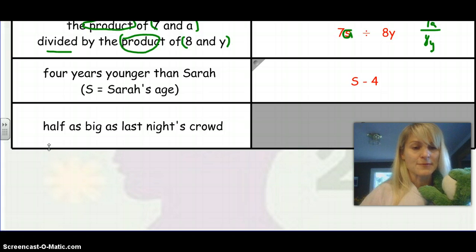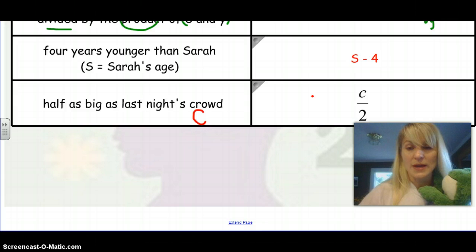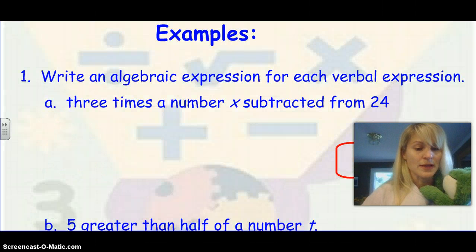Okay, and again, let's try this last one. Half as big as last night's crowd. Well, first thing you're going to need to do is figure out a variable for crowd. Most people would choose C. Okay, so half as big as last night's crowd. Pause the video and see if you can figure out what the equation would be for that. And hopefully you would say C divided by 2. You could also write this a different way. You could say half of C, because dividing by 2 and multiplying by the half gives you the same result. So you could either say the crowd divided by 2 or half times the crowd.